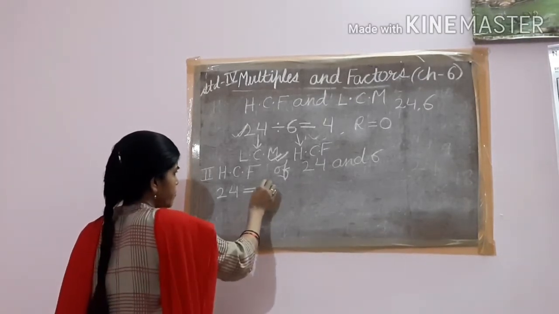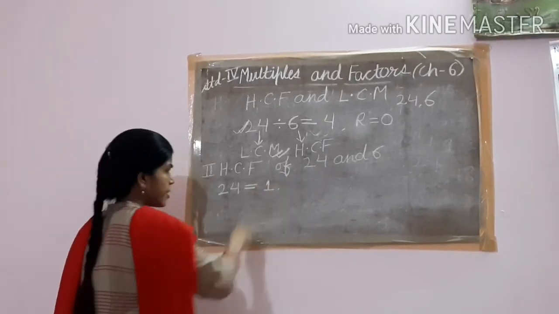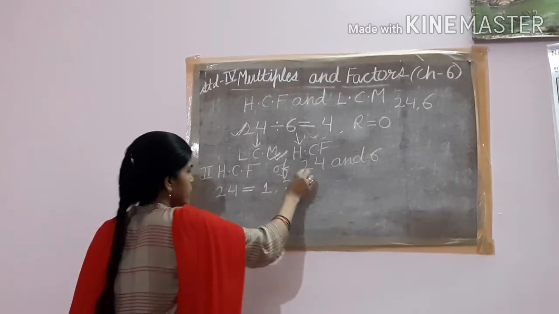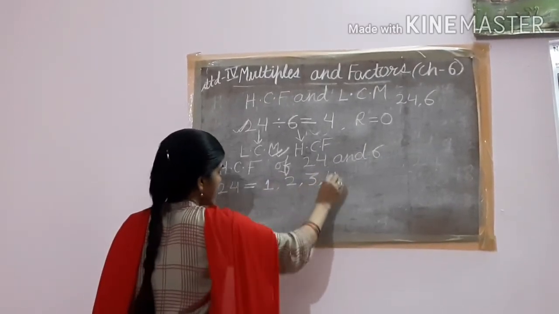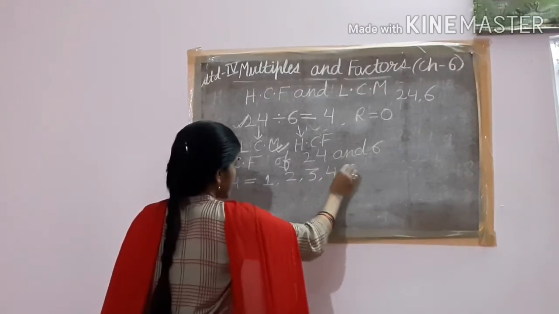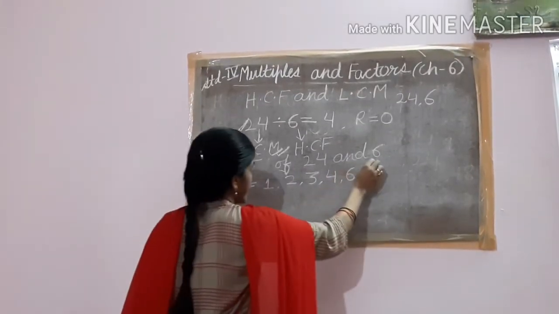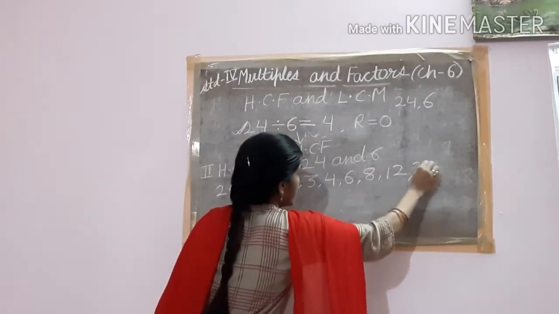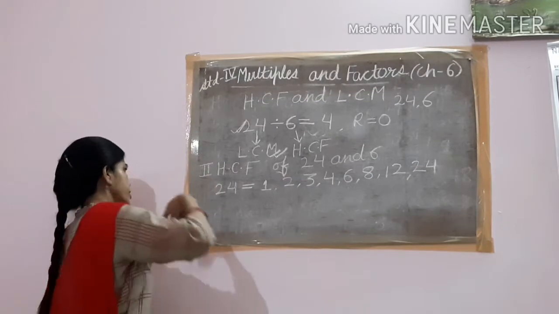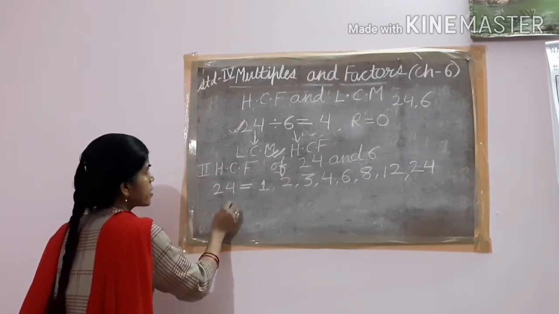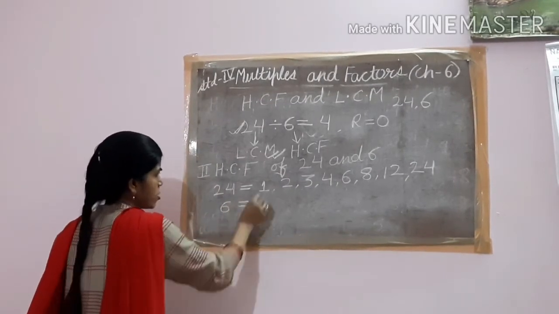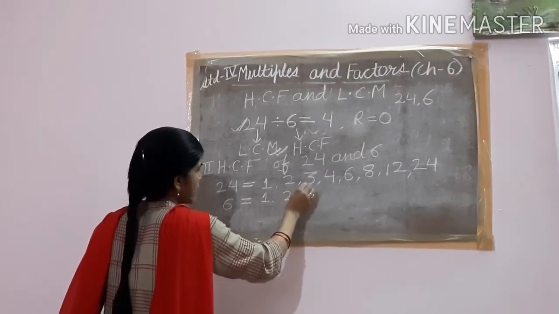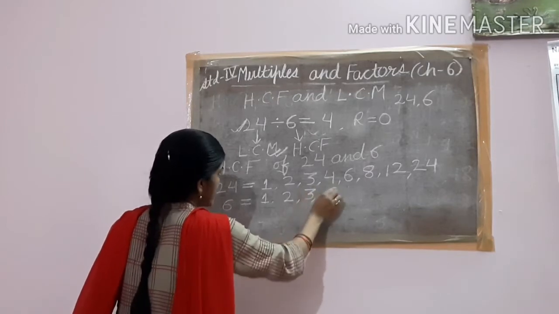Factors of 24: 1 is the factor of every number. Then 2, yes, 2. Then 3 also, 3 8s are 24, 4 6s are 24, 5 not, 6, 6 4s are 24, 7 not, 8 3s are 24. Then 12 and then 24. These are the factors of 24. Now find out the factors of 6. Factors of 6: 1, then 2, 2 3s are 6, 3 2s are 6, and 6.